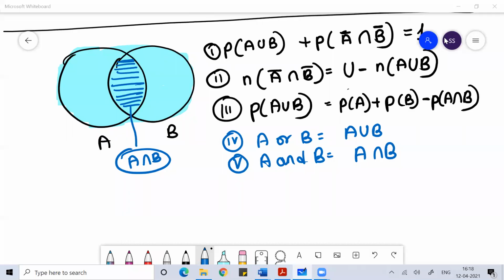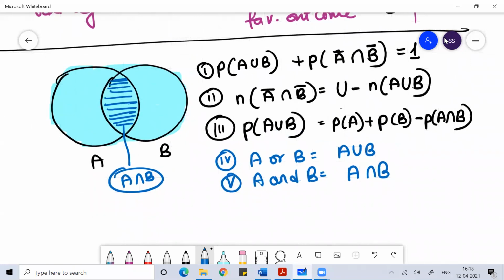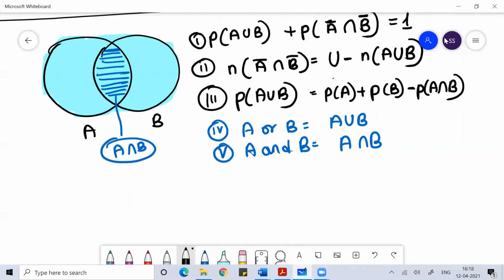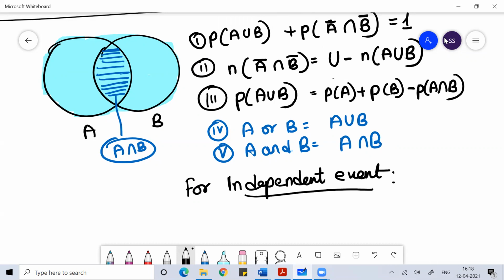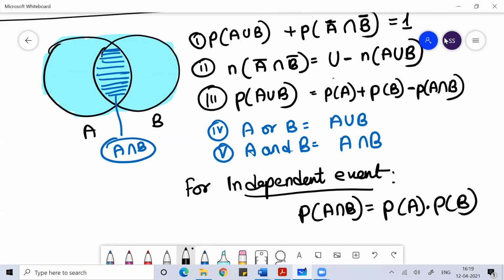Normally, whenever we are solving problems based on independent events, always remember that for an independent event, the probability of A intersection B is equal to the probability of A into the probability of B. Remember this. For an independent event, keep this in mind.